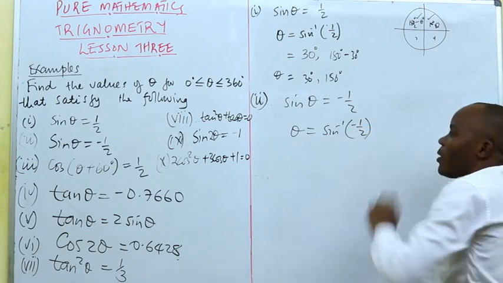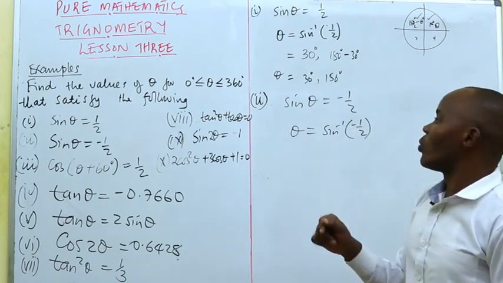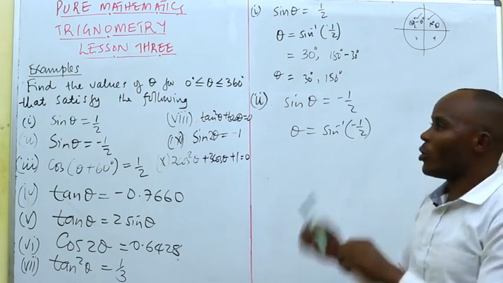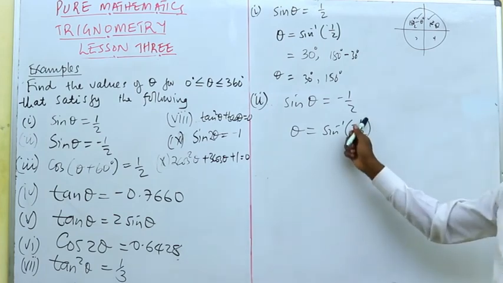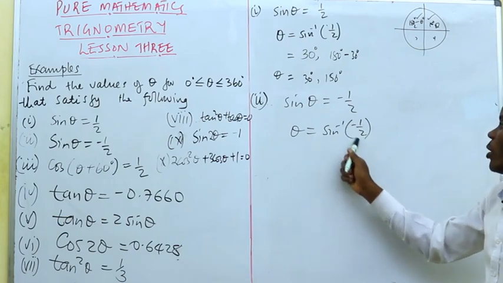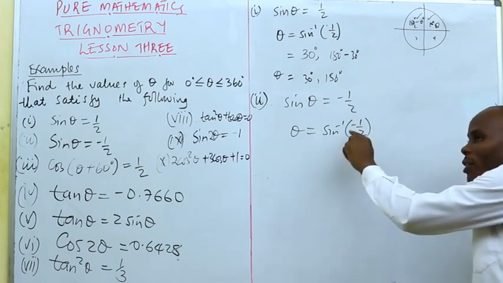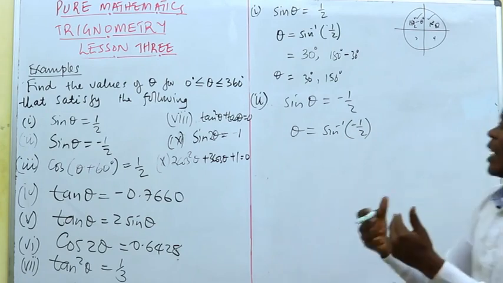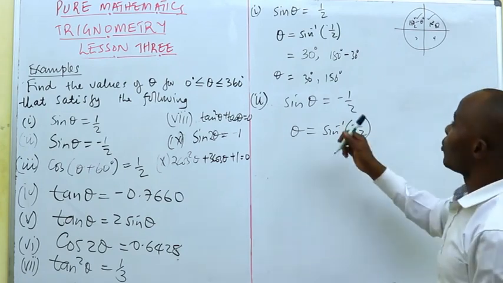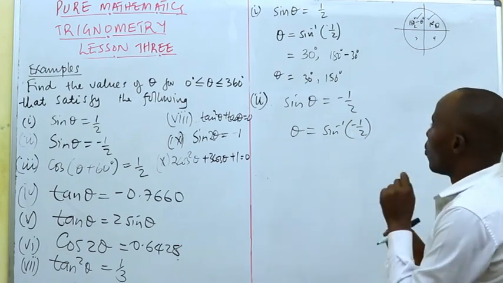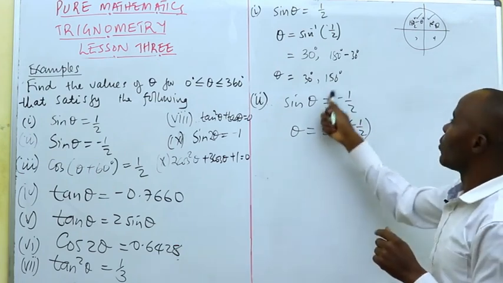This is what you're supposed to do. When you're feeding it in your calculator, treat it as a positive, to get the reference angle. In writing, it is supposed to be like this. In the calculator, feed it in as a positive. If you treat it as a positive, you get 30. Now, remember, this is a negative ratio.